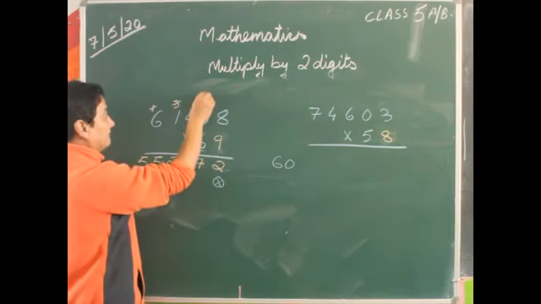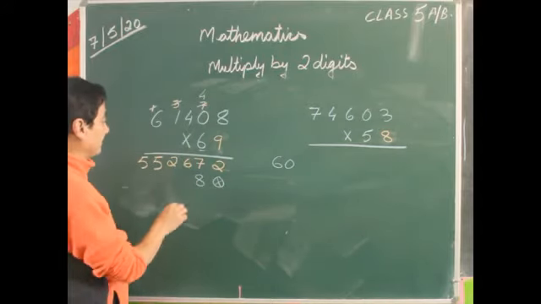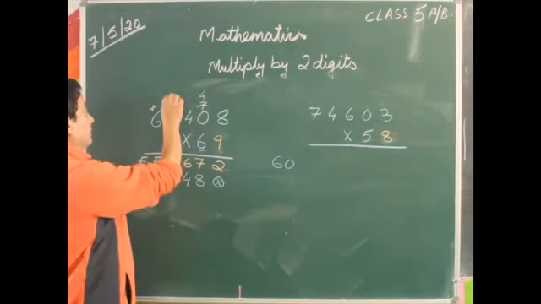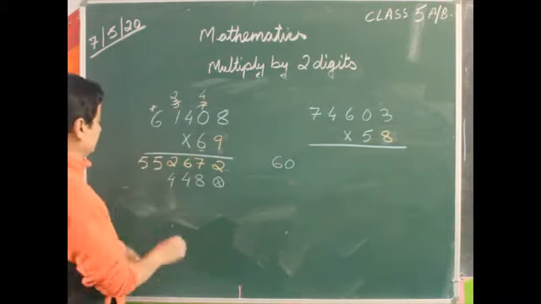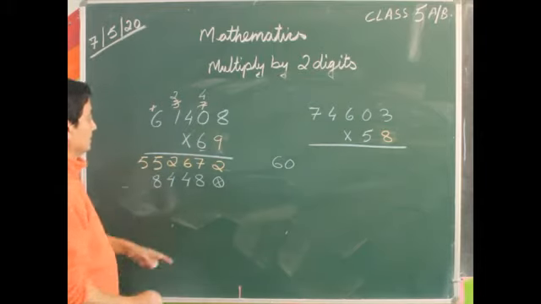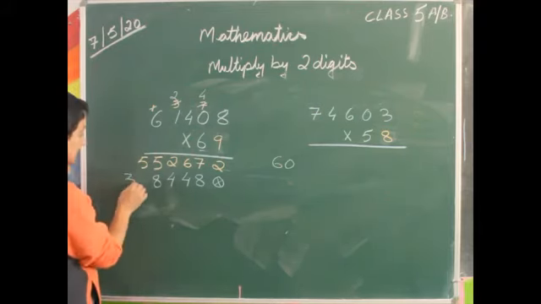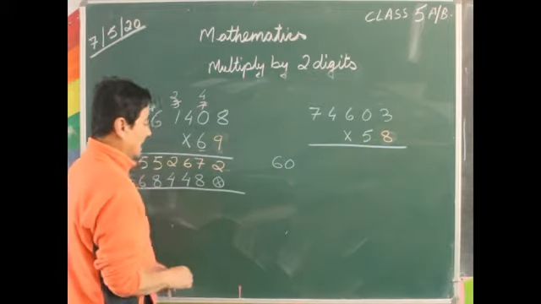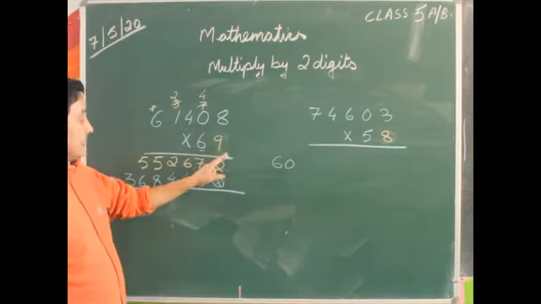6 8s are 48. 6 zeros are 0 plus 4, 4. 6 4s are 24. 24. 6 1s are 6 plus 2, 8. 6 6s are 36. There are no numbers, so we must put both the numbers here. 36. And add for the overall answer. Now the yellowish line is the answer that we got by multiplying by 9.